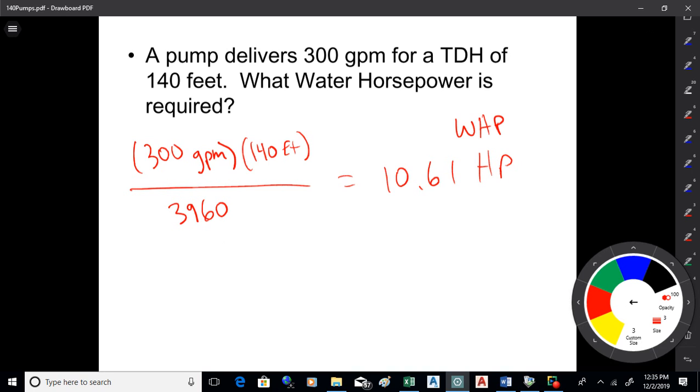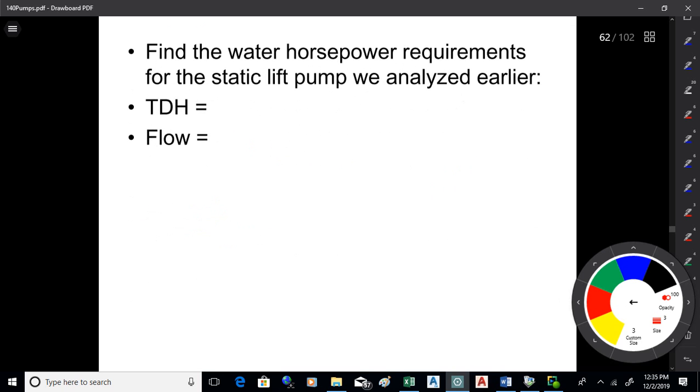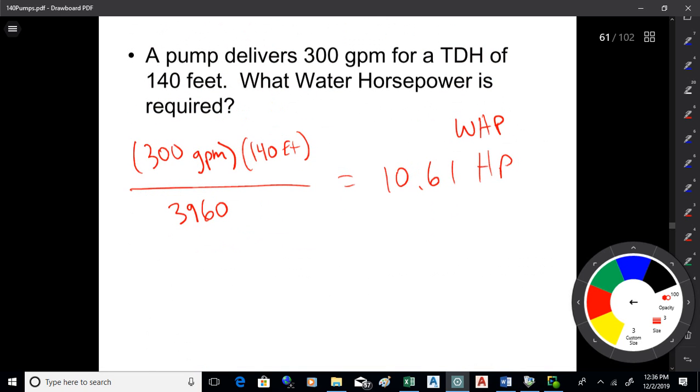Water horsepower and horsepower are synonymous. Water horsepower is a type of horsepower. And what's going on with a pump here is there's a lot going on as you go from the motor to the pump to the water. You have efficiency losses every step. So we put a W for water horsepower, B for brake horsepower, and M for motor horsepower, depending on where we're talking about. But it's all just horsepower.